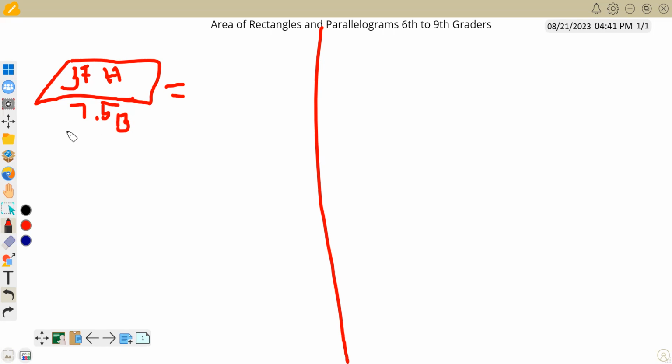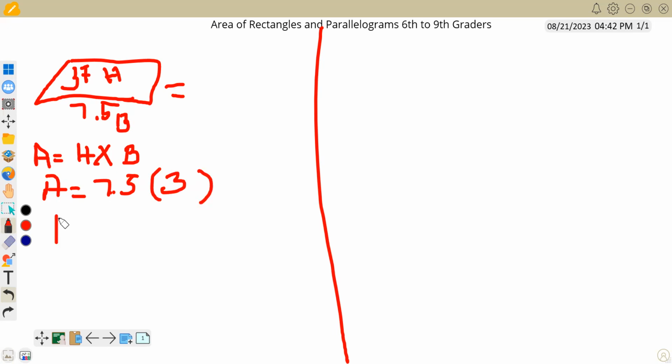So how are we going to figure this out? I'm going to start by doing my numbers, and we're going to do height times base. A equals 7.5 times 3. And how are we going to figure this out? Very simple. We're going to do the multiplication of 7.5 times 3, right?